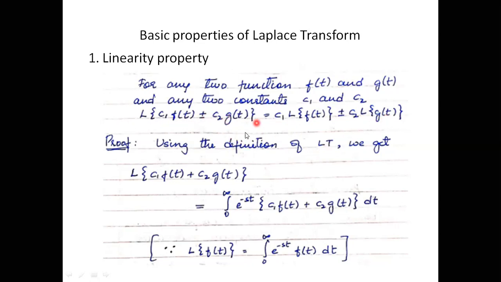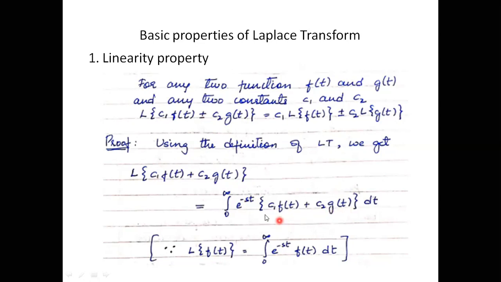So to prove this, I will use the definition of Laplace transform, that is L of f of t is equal to integral 0 to infinity e power minus st f of t dt. So in place of f of t, I am having this function c1 f of t plus c2 g of t. So 0 to infinity e power minus st, in place of f of t I am writing this whole function. So Laplace transform of this is equal to integral 0 to infinity e power minus st into c1 f of t plus c2 g of t into dt.